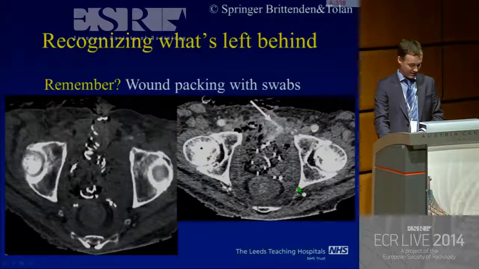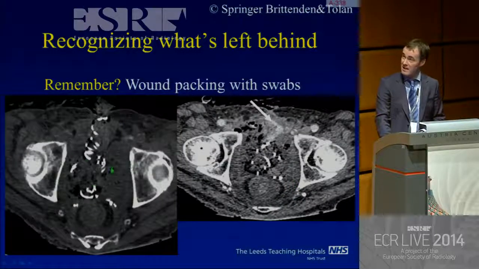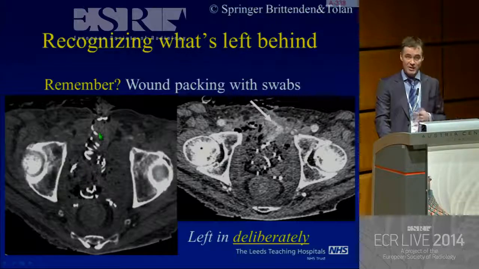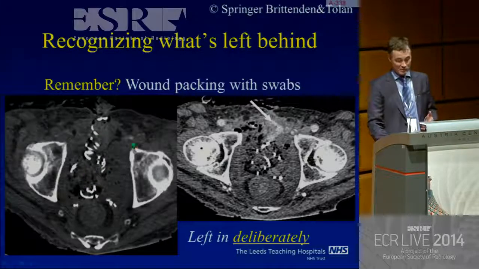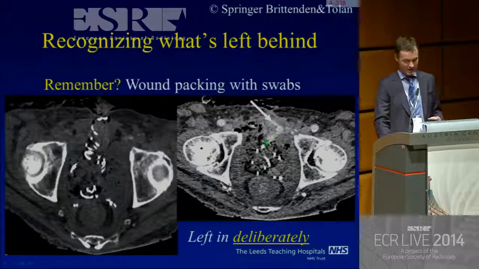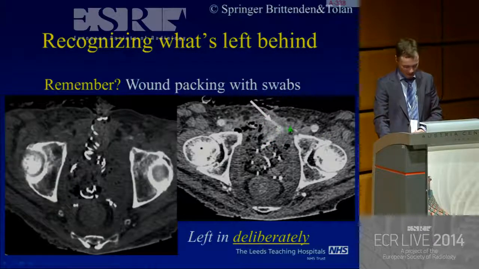anastomotic suture lines. And remember this case earlier? This is a swab that the surgeons left in deliberately because there was bleeding during the operation. They packed the pelvis, and this is just some bleeding because the packing was inadequate.